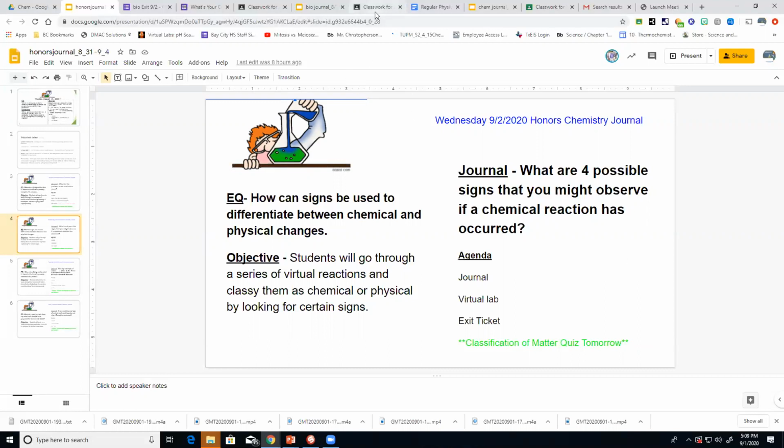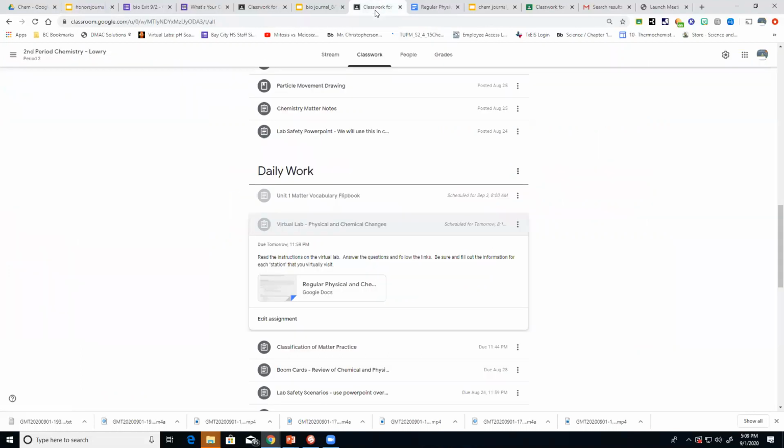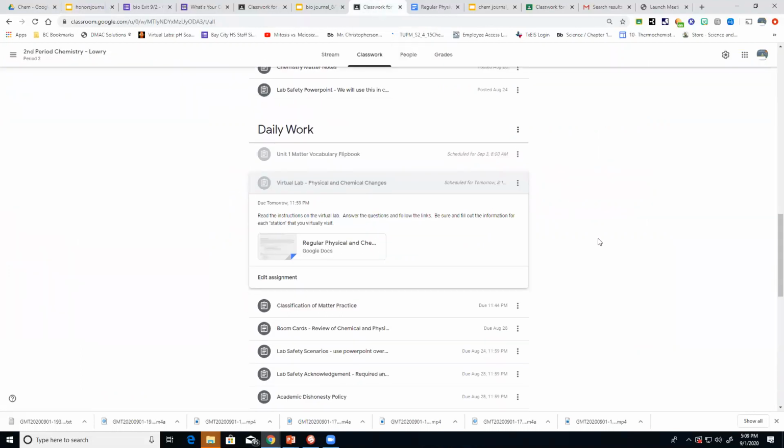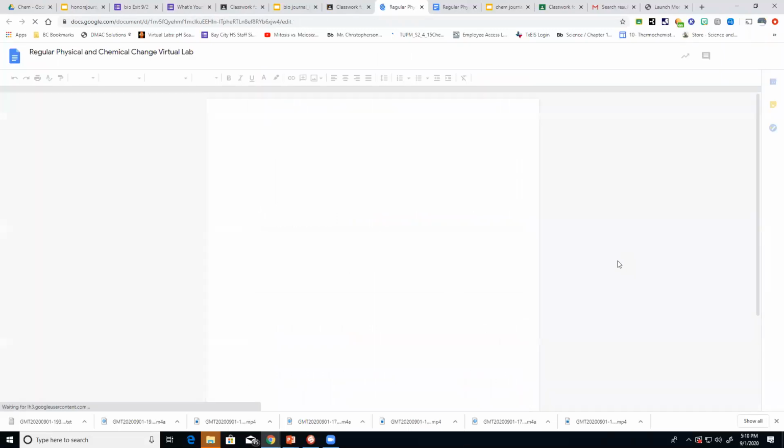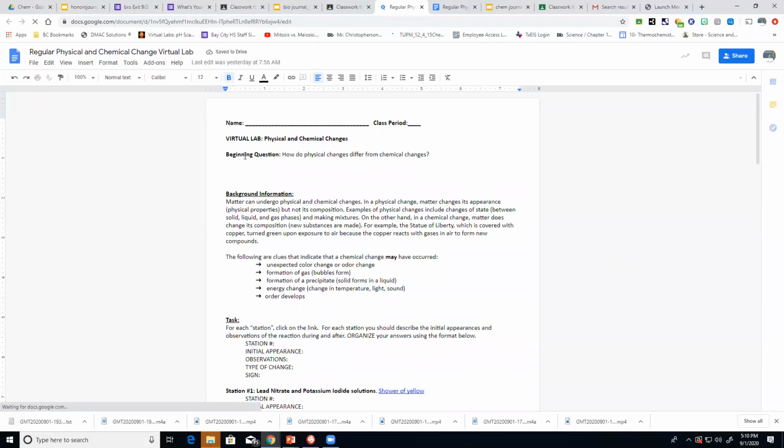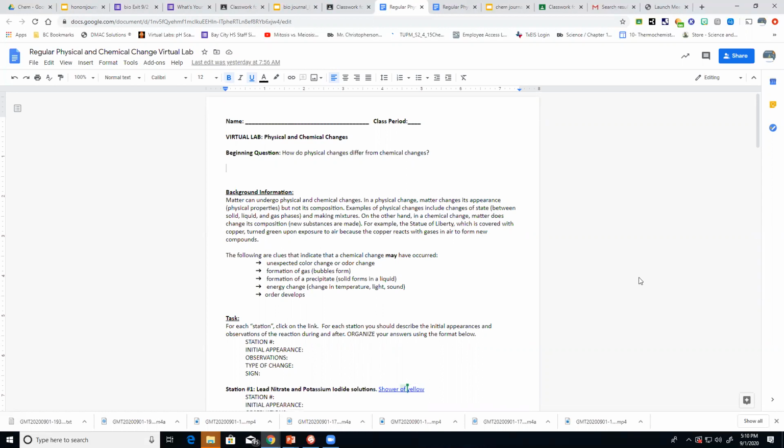So for both classes, after you get finished doing your journal, then you need to go into your Google Classroom, and you need to look under daily work, virtual lab, physical and chemical changes. Y'all's will be black tomorrow. Mine is right now a little bit gray because I have it scheduled to drop. And you're going to open it up. Beginning question, you would need to answer that. So you can type right on here. A little bit of background information and some signs that you need to look at.